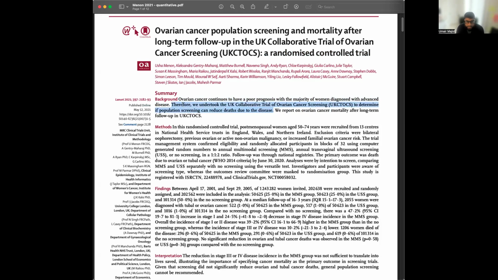So whenever I look at an abstract, this is the objective, right? They undertook a trial to determine if screening reduces death due to disease. And then they say we report on ovarian cancer mortality after long-term follow-up in the trial. Then they get into the methods. So clearly, very good practice. The first thing it says is that it is a randomized controlled trial. Then it goes into population: post-menopausal women aged 50 to 74 years. Then it goes into recruitment: recruited from 13 centers in the NHS, the National Health Service, trusts in the setting of England, Wales, and Northern Ireland.